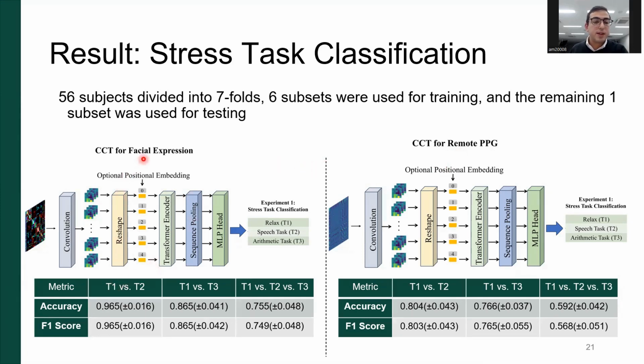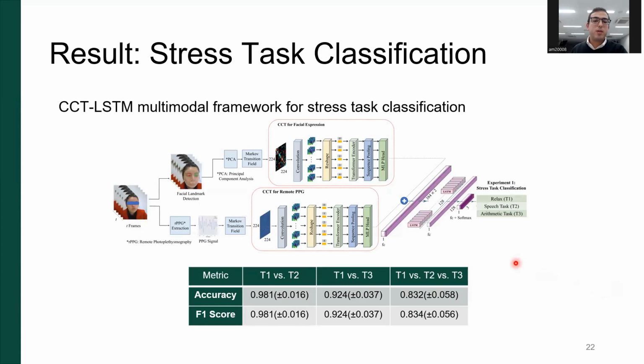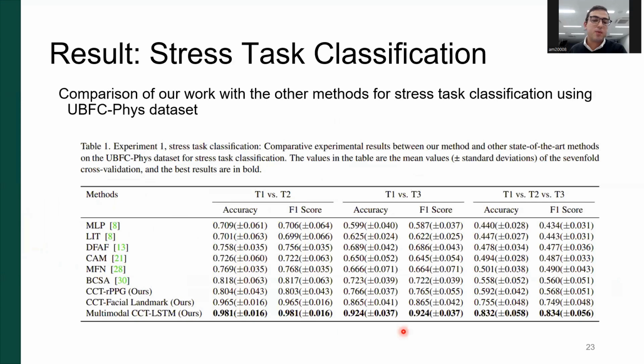For the CCT model for facial expression, we got satisfactory accuracy for binary classification, same for rPPG. But when it comes to T1, T2, T3 multitask classification, the accuracy is not that high. But when we put our pipeline together, a unified CCT-LSTM multimodal pipeline, the accuracy dramatically increased. So now we have a very good and satisfactory accuracy for stress task classification.